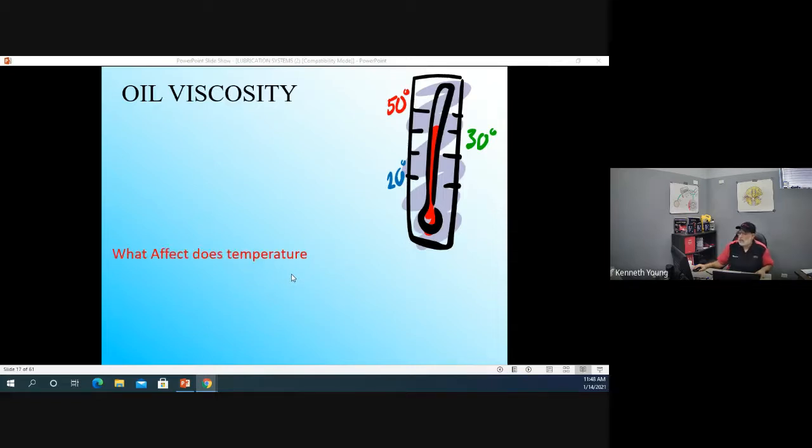So anytime we say low viscosity oil, temperature must have an effect on it. It has something to do with temperatures. Any of you guys into cooking, let's see, what type of oil is the healthiest to cook with? Let's say you've got to put some oil in a skillet. Olive oil? Yeah, probably an olive oil.